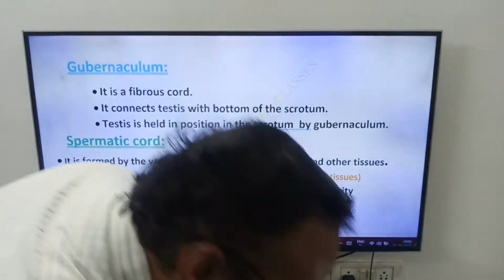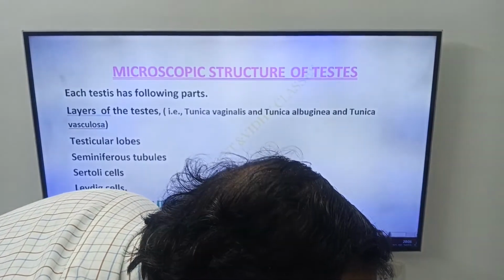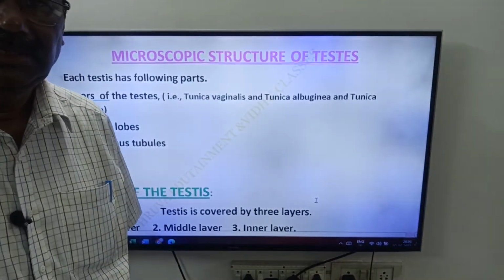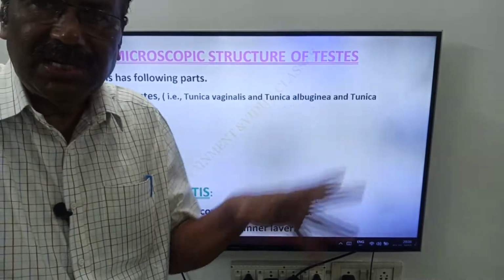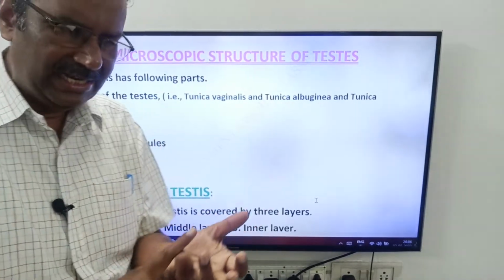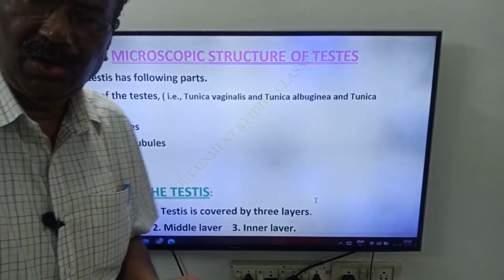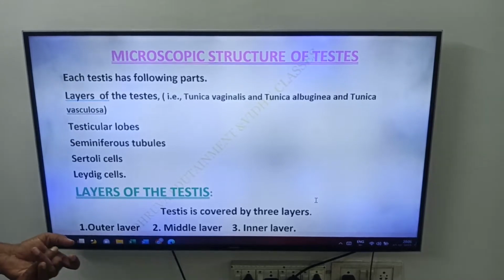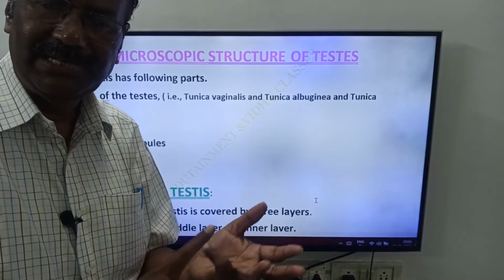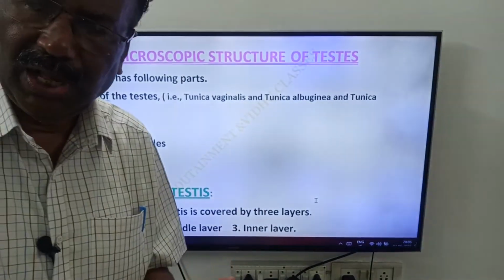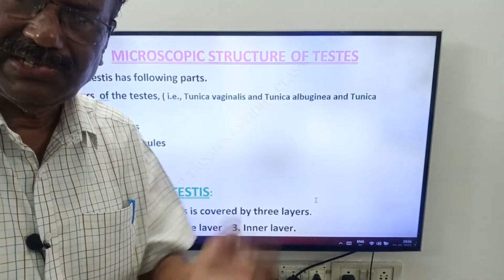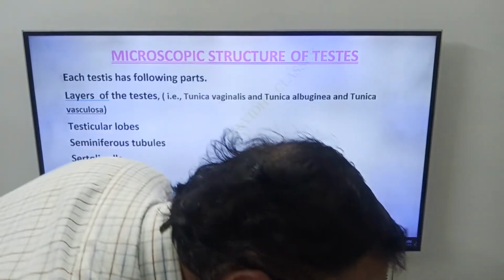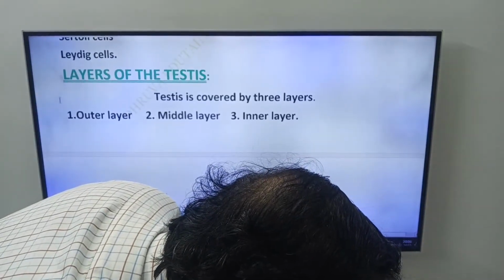Now, next we'll come to the microscopic structure of the testis. The testis has the following parts: layers of the testis, testicular lobes, seminiferous tubules, Sertoli cells and Leydig cells. Now we'll take them one by one. First, the layers of the testis.